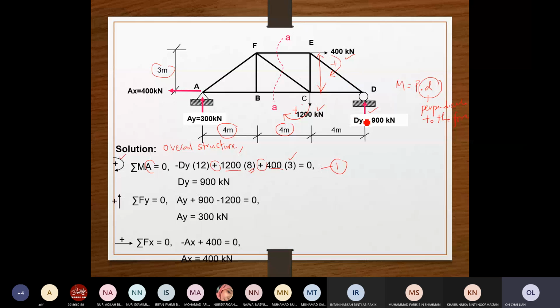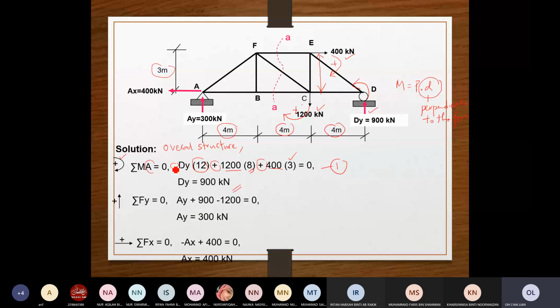And then we go to dy, the last one. dy is 900 and the distance perpendicular to A, measured to A, is this 4 times 3, so 12. And why is this negative? This is because this force is acting counterclockwise to the A. Therefore, you have negative. So you can solve these equations very easily because there is only one unknown. So you get the dy directly.